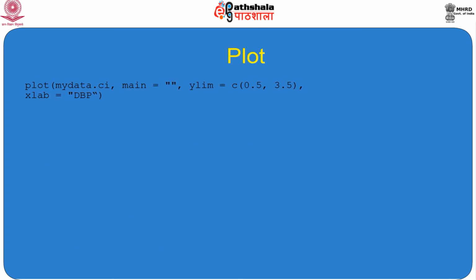So we are taking the plot of my data dot ci, and main equals to inverted commas. Within the inverted commas we may put any comments we want to see in the graph, which can be written as treatment-wise comparison between DBP, or something else as you like. It's your choice. The y limit is considered here as 0.5 to 3.5, and the x label is considered as DBP.